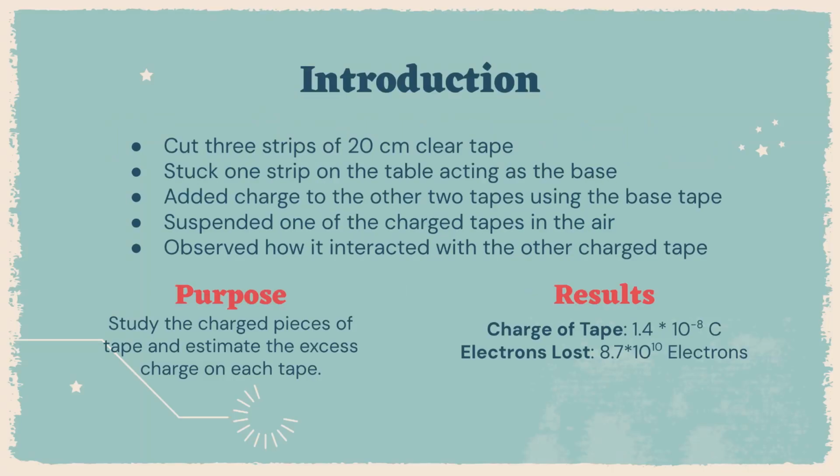The purpose of this lab is to study charged pieces of tape and estimate the excess charge on each one. To create charge tapes, we press strips of clear tape onto a base strip stuck to the table, then peel them off quickly. This process transferred charge, leaving the peeled tapes charged. We then suspended one charged tape vertically and observed that it floated above another charged tape when they were about 3 centimeters apart. From these measurements and a computational model, we determined that each tape carried about 1.4 times 10 to the negative 8 coulombs of charge, or roughly 8.7 times 10 to the 10 electrons.